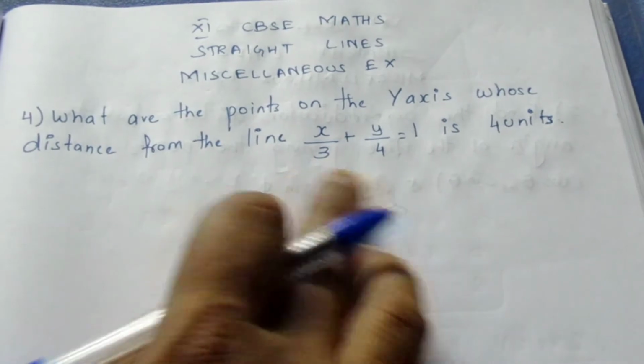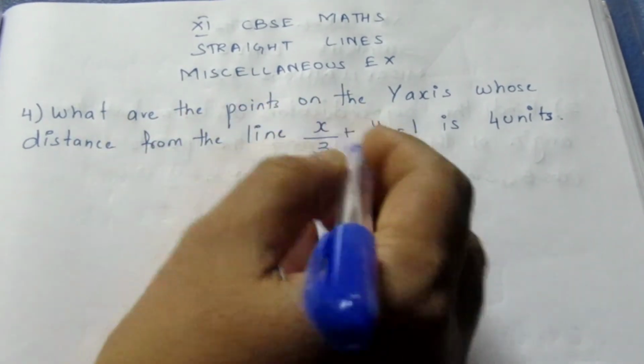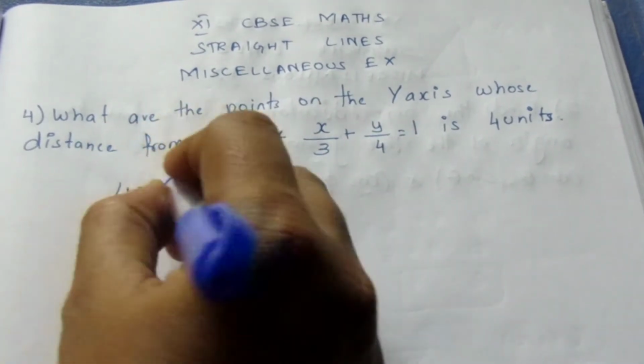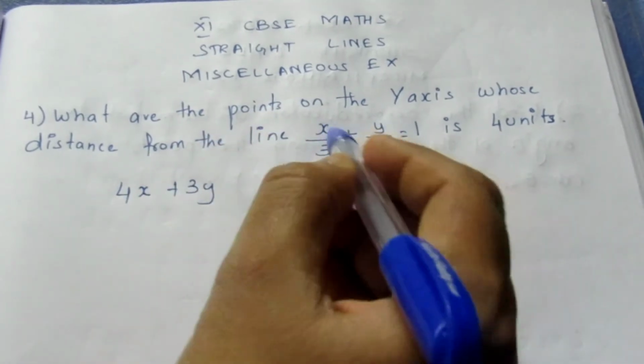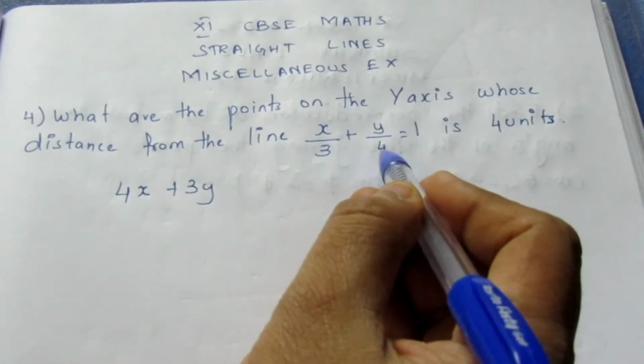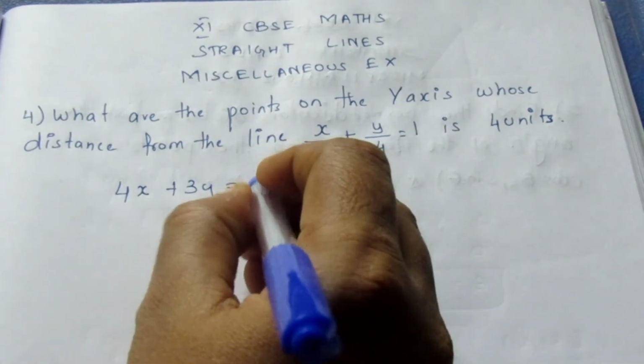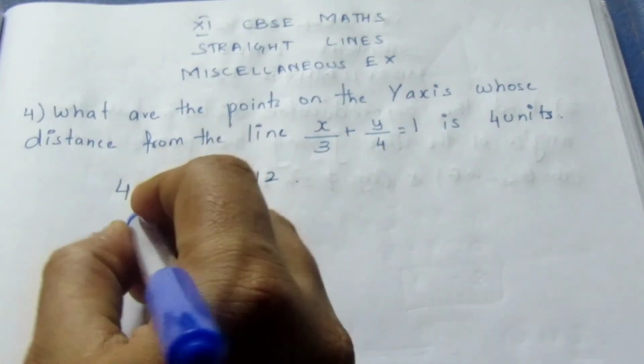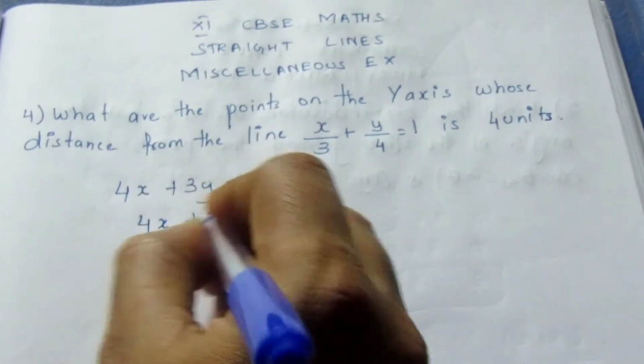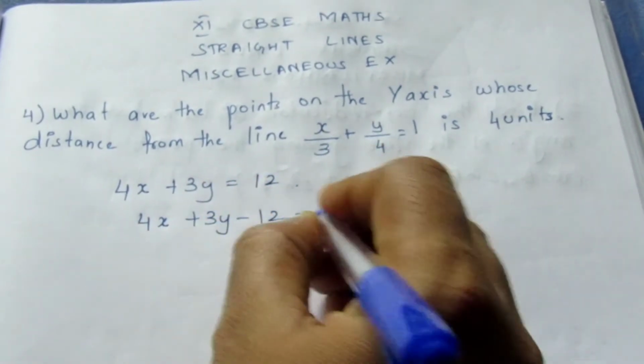Solving this equation, it should be of the form of a line equation, so I am going to take LCM and solve it. This becomes 4x plus 3y on the numerator, just cross multiply, and on the denominator if I multiply it becomes 12. So bringing 12 to this side it comes as plus 12. Now everything to one side. So 4x plus 3y minus 12 is equal to 0 is the equation.